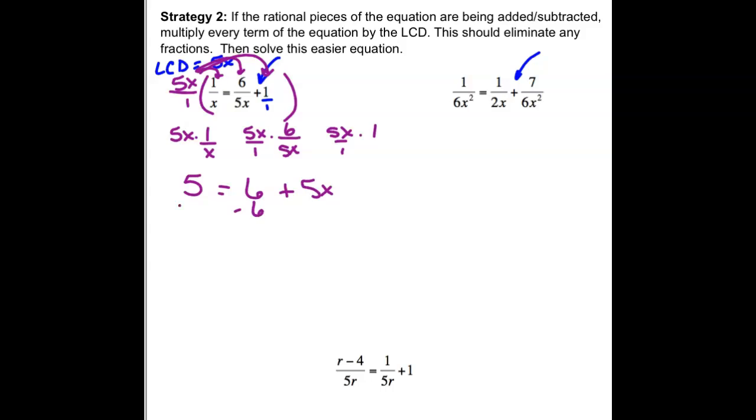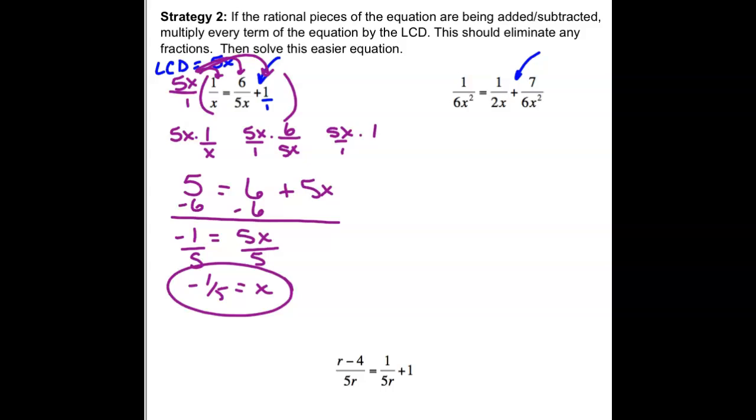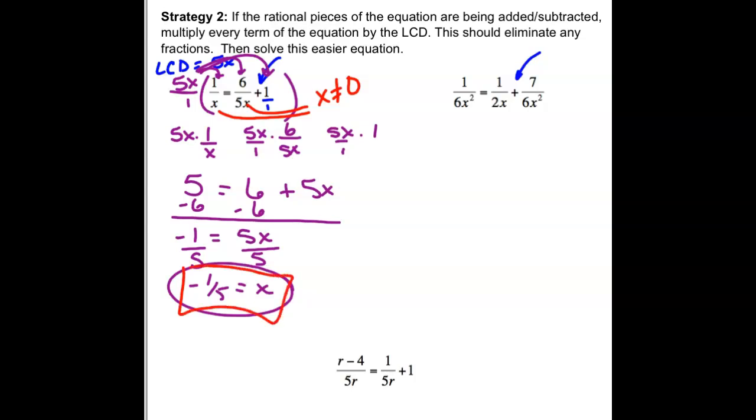We're going to subtract our 6 over, and then divide out our 5. So we end up with x being negative 1/5. Now looking at our domain restrictions from our original problem, in both of these cases, we would say x can't be 0. Since we're not coming up with that for our solution, this should be a valid solution.